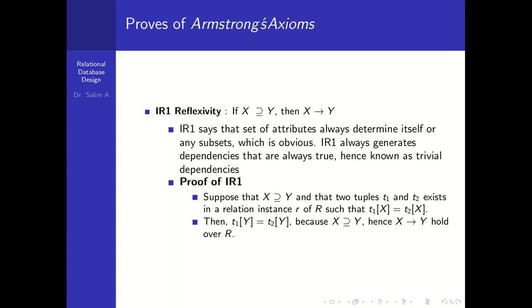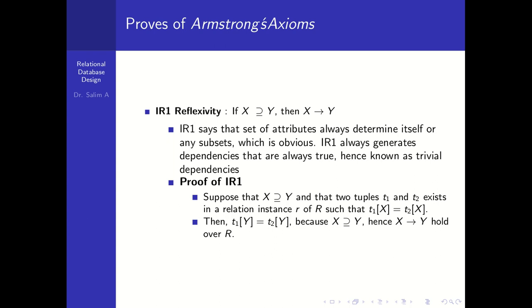Proof: suppose that X is a superset of Y, and that two tuples t1 and t2 exist in a relation instance of R in such a way that t1[X] is equal to t2[X]. For example, consider an employee relation with employee number, employee name, and salary. What this rule says is that employee number, employee name and salary together determine salary. That is, employee number, employee name, salary are three attributes, and salary is a subset of the attributes.